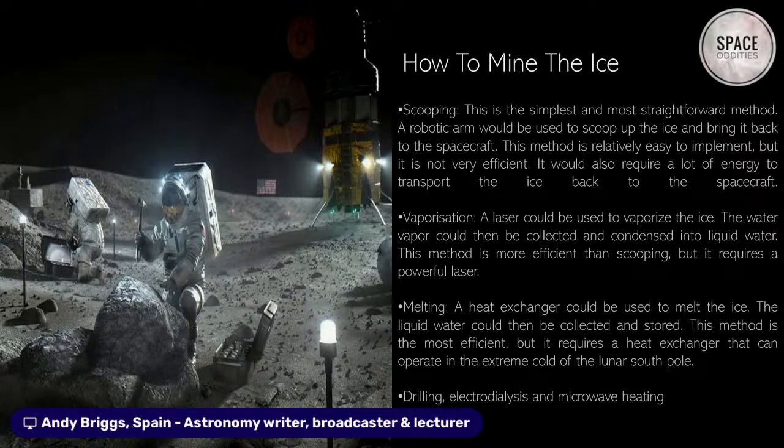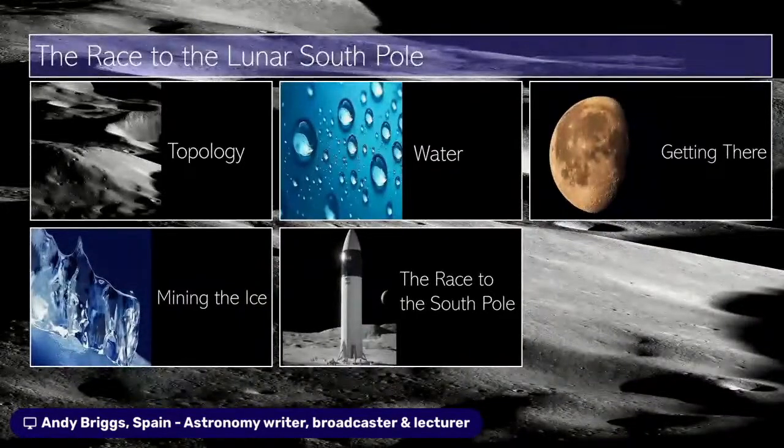And there are other methods they're looking at, including just straight drilling, something called electrodialysis, and heating the ground with microwaves to release the water held up in it. But there are lots of people working on this. So by the time that humans are ready to start mining the ice on the moon, then hopefully we'll have a good method of doing so.